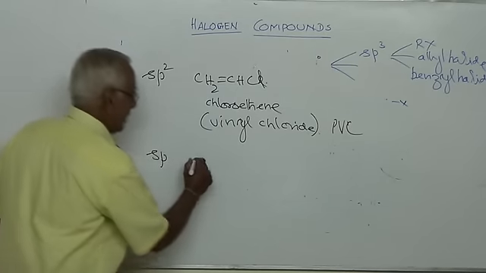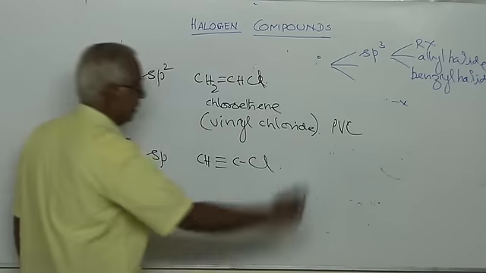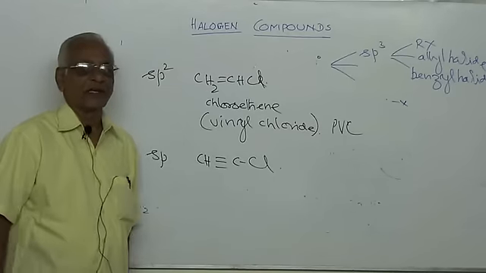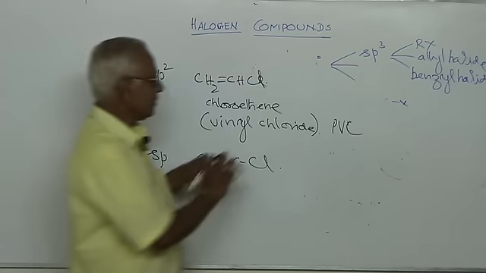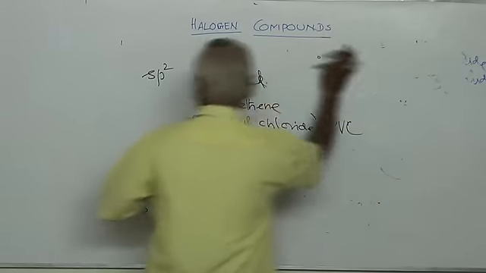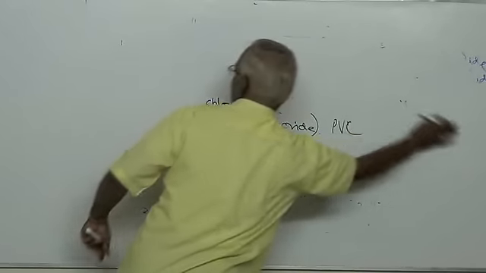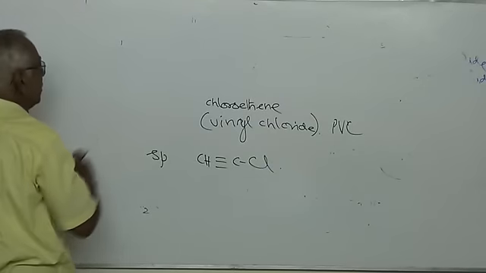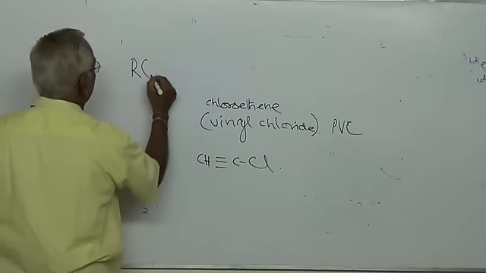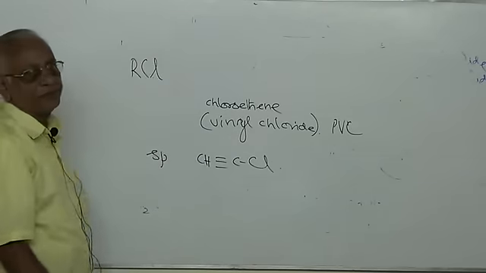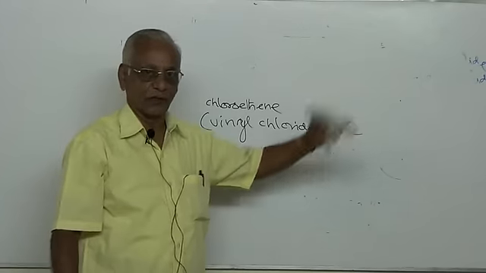Next one, sp. Halogen attached to an sp carbon atom. This is going to be CH≡CCl. Chloroethyne. Chloroethyne is going to be the IUPAC name here. Having seen the classification of halogen compounds, now let us see how these halogen compounds, alkyl halides, are prepared: general methods of preparation of alkyl halides.